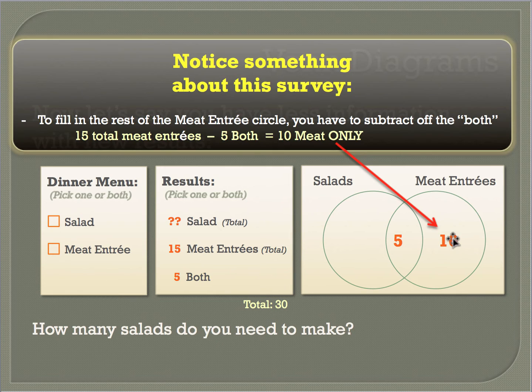So in this case, you have to be careful. Notice this about the survey: when you have a total given to you for a circle and you have a both amount also given to you, we don't want to count this 5 twice. By putting a 15 here, that would be too many meat entrees. It says you're only supposed to have 15, so you have to always make sure you subtract off the both when filling in this number of the Venn diagram.